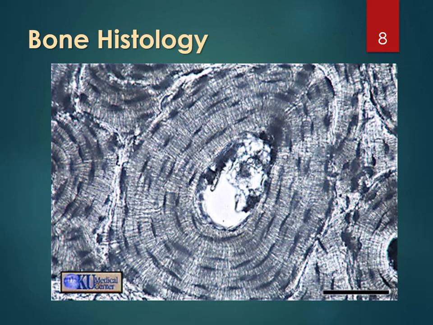Here's another good close-up of a bone histology slide, or a microscopic picture of bone. You can see the layers. The dark spots are the spaces called lacunae where the osteocytes are located.